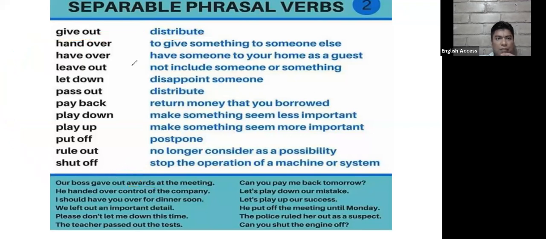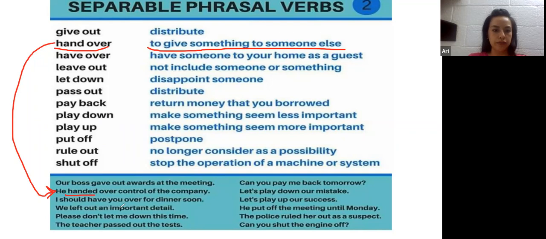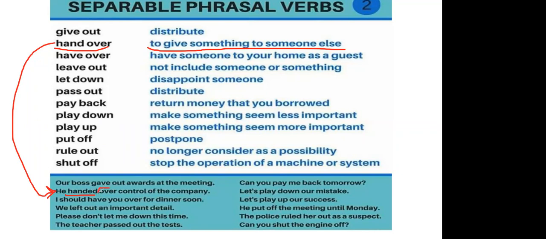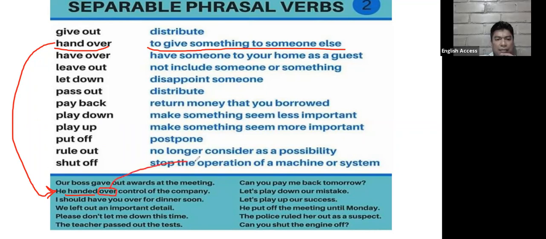The next one is hand over. What is hand over? To give something to someone else. This is the example: he handed over control of the company. If we separate this, how would it be? He handed control over of the company. Control over, and separated would be he handed control over of the company.